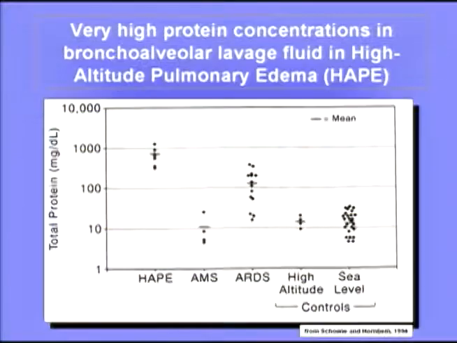And here's an example of the data they showed. Here's HAPE here, high altitude pulmonary edema, very high protein concentrations, see a log scale here. In ARDS, which we often think of as the best example of high permeability edema, the protein concentrations are really not quite as high, and here we are at sea level and acute mountain sickness here.